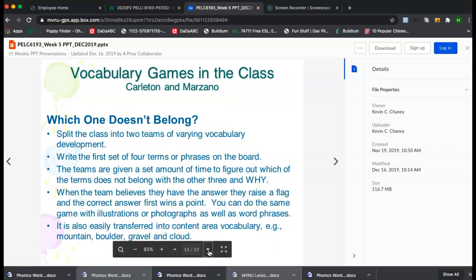Vocabulary games in the classroom. Marzano is a guru of vocabulary games. So if you don't know much about Marzano, or maybe have only heard of him, you might want to look up Marzano vocabulary.